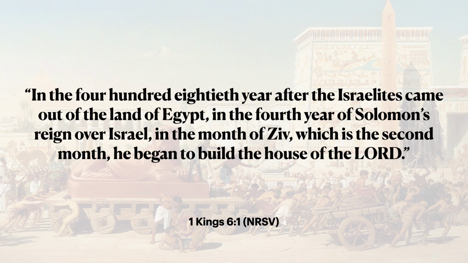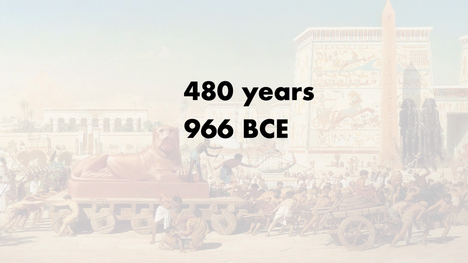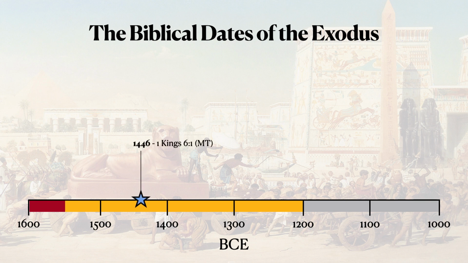It's pretty clear. "In the 480th year after the Israelites came out of the land of Egypt, in the 4th year of Solomon's reign over Israel, in the month of Ziv, which is the second month, he began to build the house of the Lord." Now, Solomon started building the temple in 966 BCE, so let's do some simple maths adding those 480 years. When we do that, we get a date of 1446 for the Exodus. That's it. Pretty easy to work out, right? Let's stick that date on a timeline. There it is. And that is where most people stop.